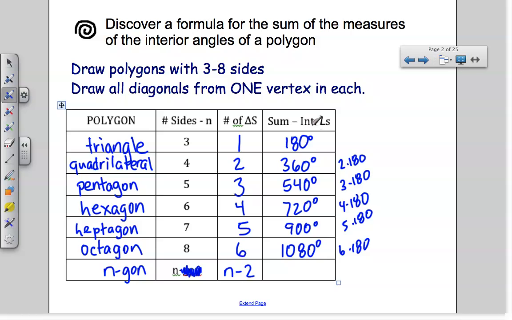And then, what am I doing to get the interior angle measures? Well, I'm saying there's n minus 2 triangles. There was 1 triangle, 2 triangles, 3 triangles, 4 triangles. And I was always taking the number of triangles times 180, because that's how many degrees are in a triangle. So in general, for any polygon, you do n minus 2 and you times by 180, because this gives you the number of triangles, and each triangle has 180 degrees in it. So n minus 2 times 180 would give you the sum of the interior angles in any polygon you want.